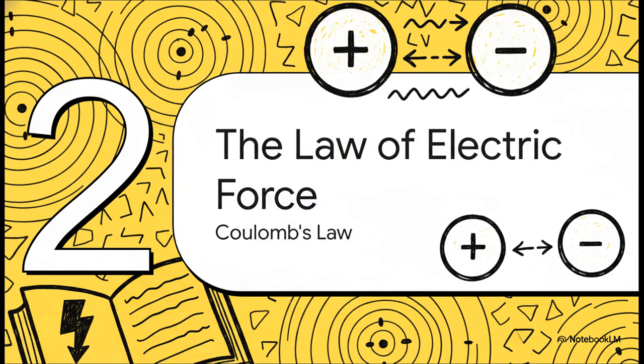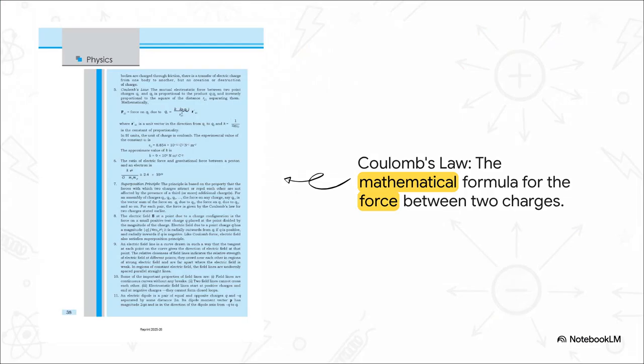All right, so we've got the basic rule down. Opposites attract, likes repel. But by how much? Just how strong is that push or pull? To figure that out, we need a rule book, a mathematical one. And here it is. This is Coulomb's law. Now, I know formulas like this can look a little intimidating at first glance, but don't worry. All this really is a precise recipe. It's a recipe for calculating the exact force between any two charges. Let's break down what it's telling us.